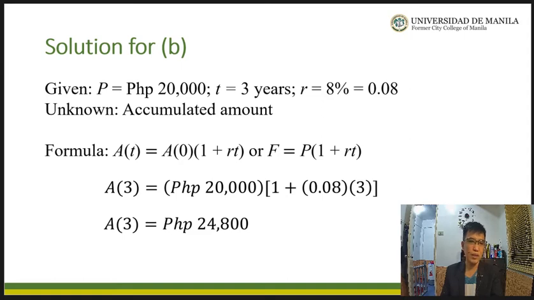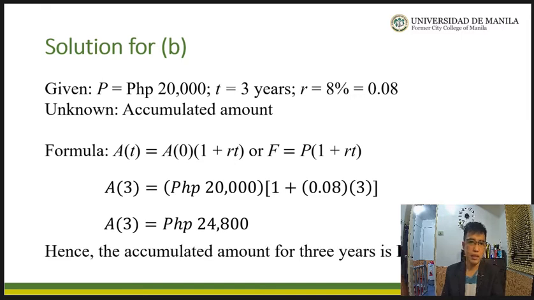year, 1,600 for the second year, and 1,600 for the third year. So add those three, 1,600 times 3, multiply it, is equivalent to 4,800. And we know that the accumulated amount is the principal plus the interest, according to our presentation a while ago. So we know that 20,000 plus 4,800 is 24,800. Okay, the same.